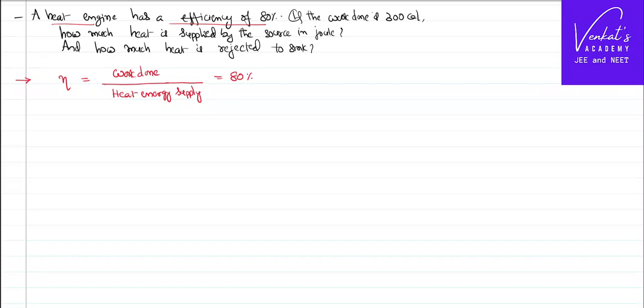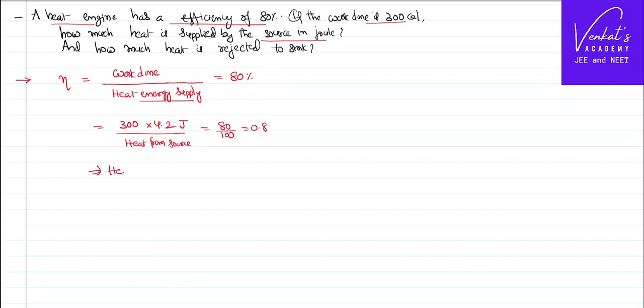Right? Now, if the work done is given as 300 calories, I can substitute 300 calories in place of work done. Calories converted into joules, times 4.2, it becomes joules. How much is the heat energy supplied by the source? This is the heat energy supplied by the source, right? Efficiency is 80%. 80% means 80 by 100, that is equal to 0.8.